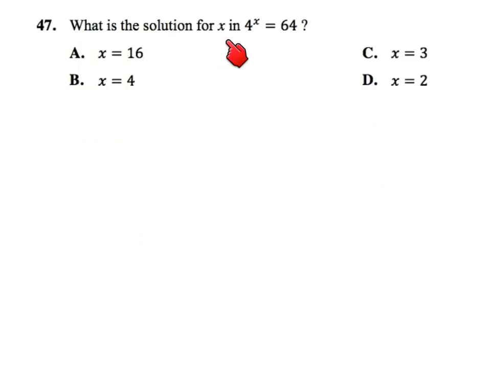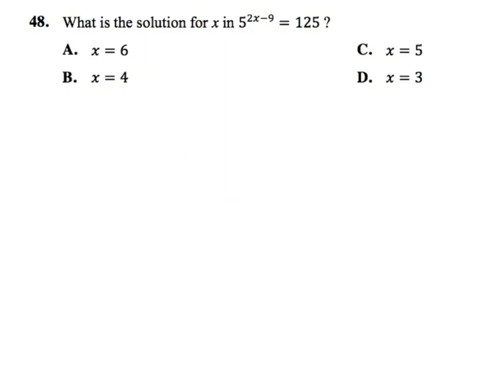47, what is the solution for x in, back to easy ones. Here we go. So we need to make our bases the same. 4 to the power of x equals 4 to the power of, what's going to give us that 64? 4 to the power of 3. If our bases are the same, we can make our exponents the same. x equals 3. There we go.